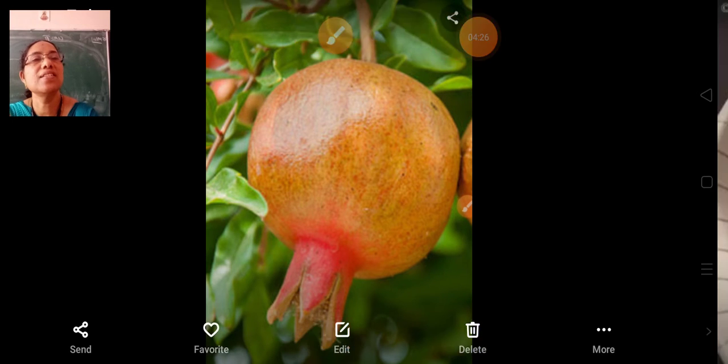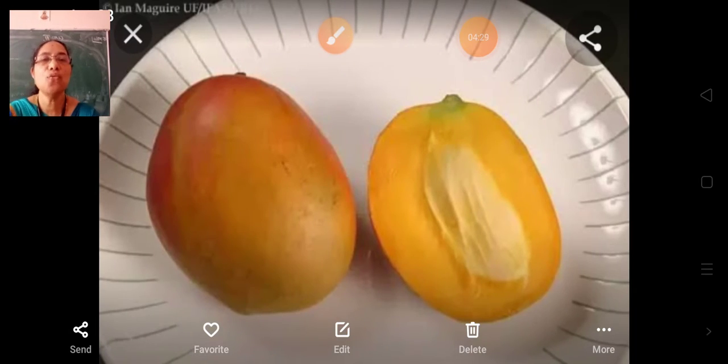Clear, students? Now we are going to discuss fruits and seeds. We already learned that flowers grow into fruits. Now, fruits and seeds. Fruits have seeds inside them, we know. We all know that fruits have seeds inside them.